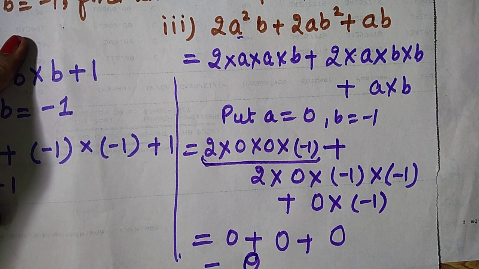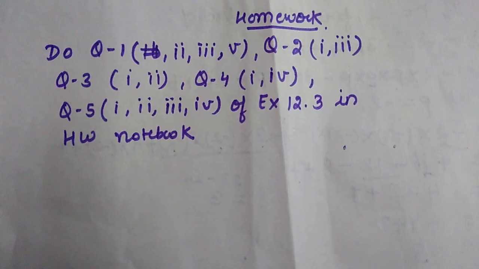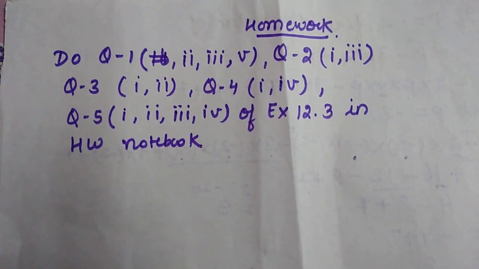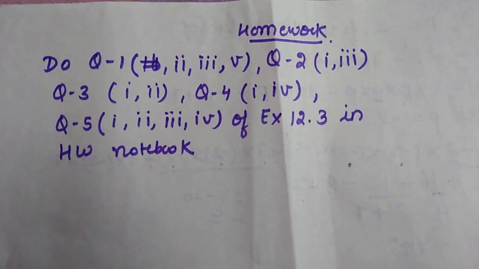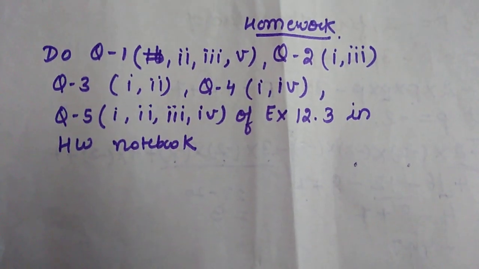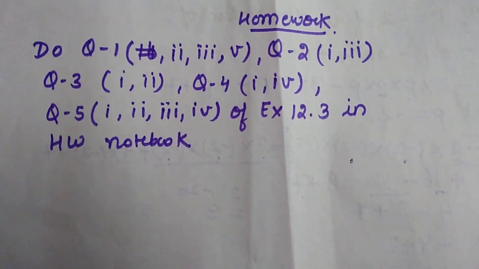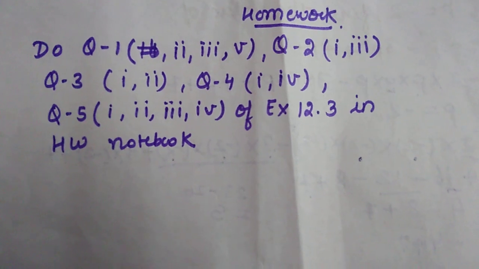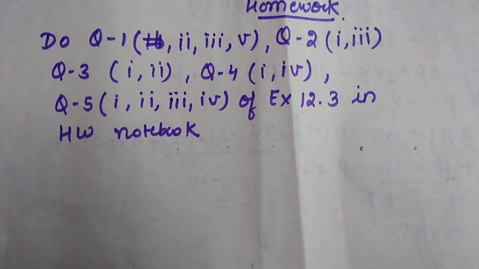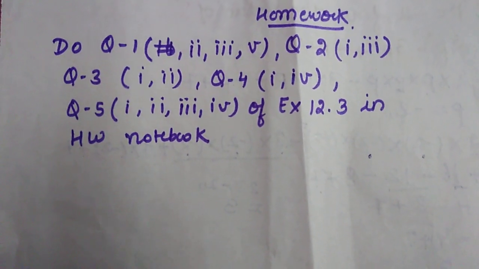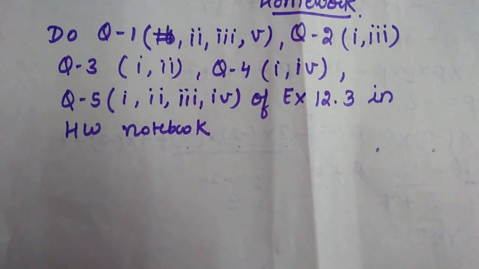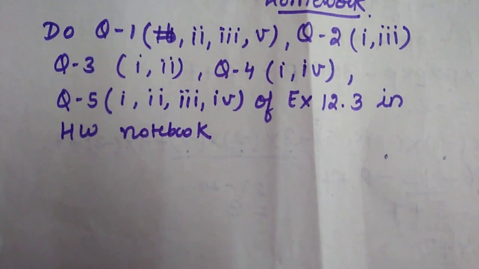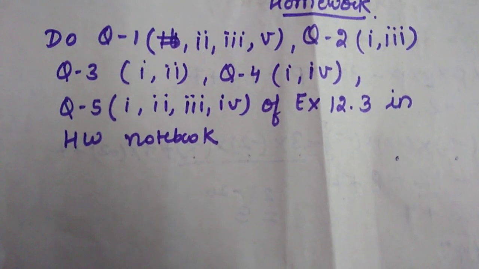Now this is all about today's lecture. Now come to the homework. Students, you have to do question number 1, parts 2nd, 3rd, 5th. Question number 2, parts 1st and 3rd. Question number 3, parts 1st and 2nd. Question number 4, parts 1 and 4. Question number 5, 1st, 2nd, 3rd, 4th parts. These are of exercise 12.3 and you have to do them in your homework notebook. So this is all about lecture number 4.